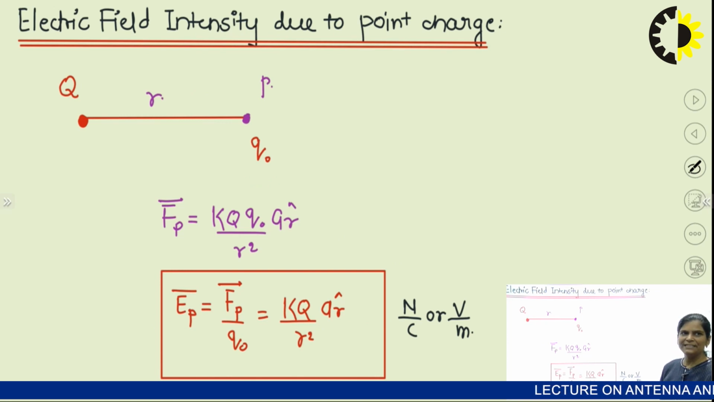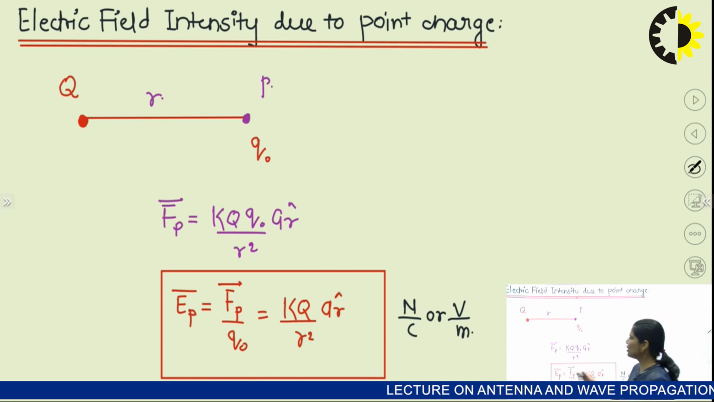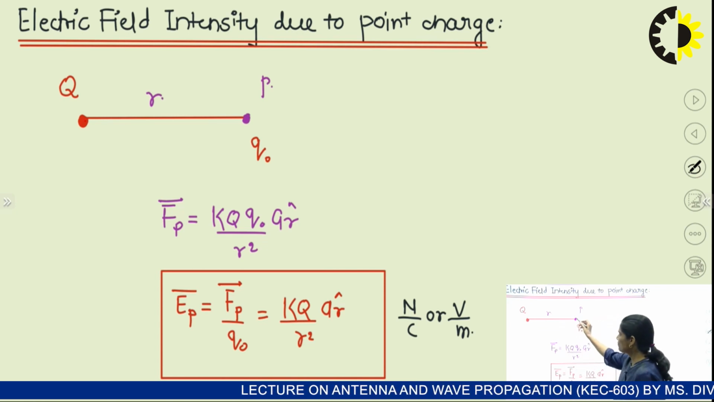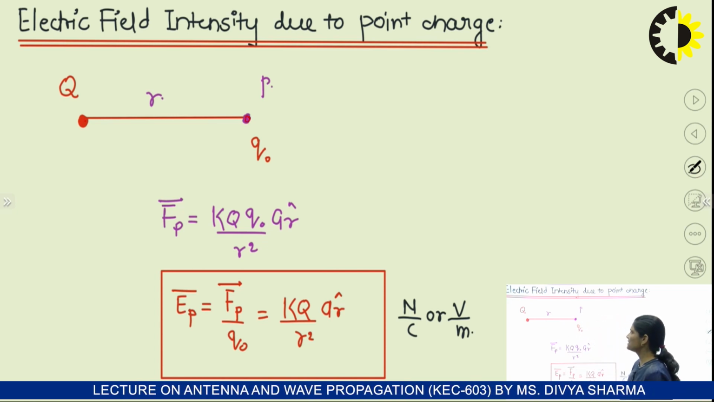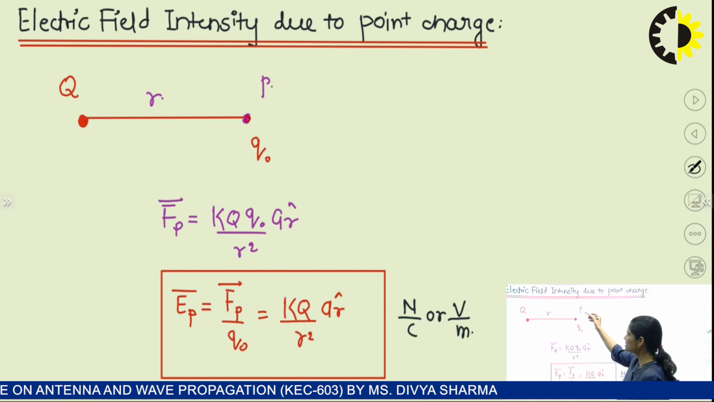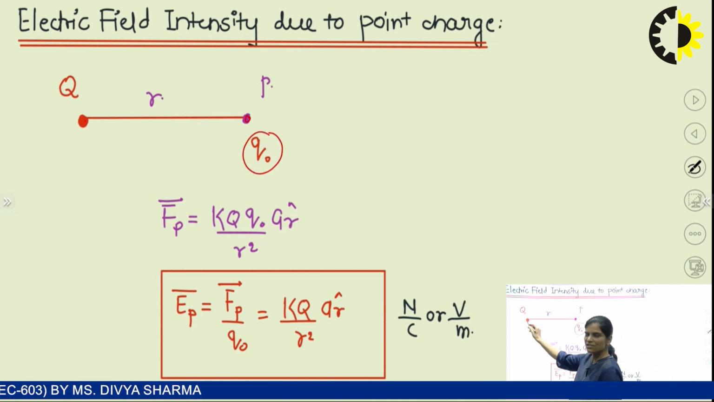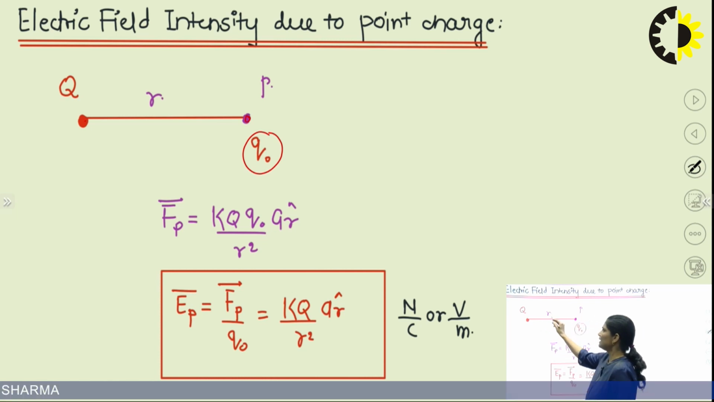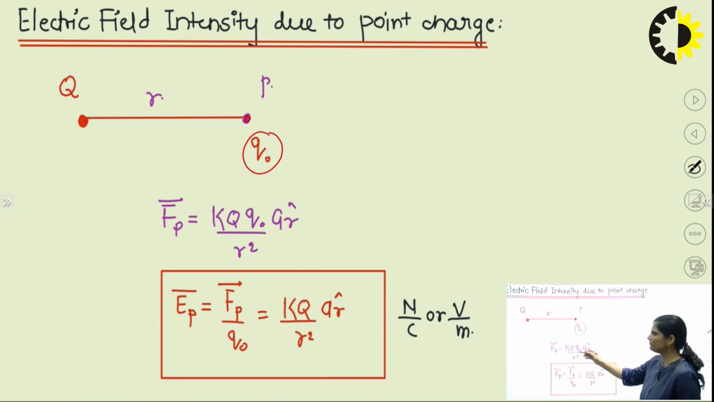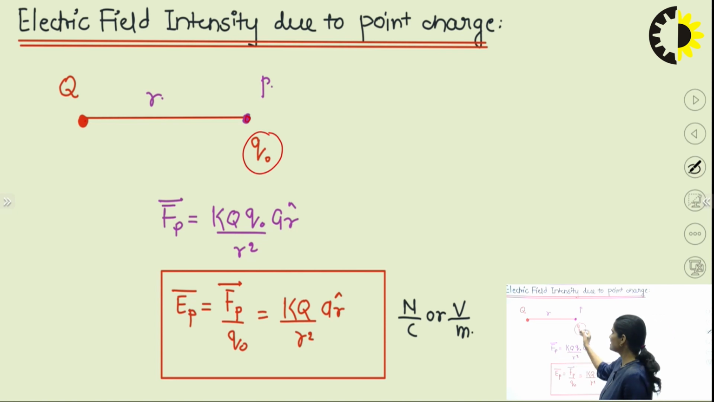Now electric field intensity due to a point charge. Let it be you have a charge Q and you are considering a point represented by P, and the charge on this point P is Q naught, and the distance between Q and this point is R. Now if you want to find the force at point P, that is equal to K Q Q naught unit vector of R upon R square.